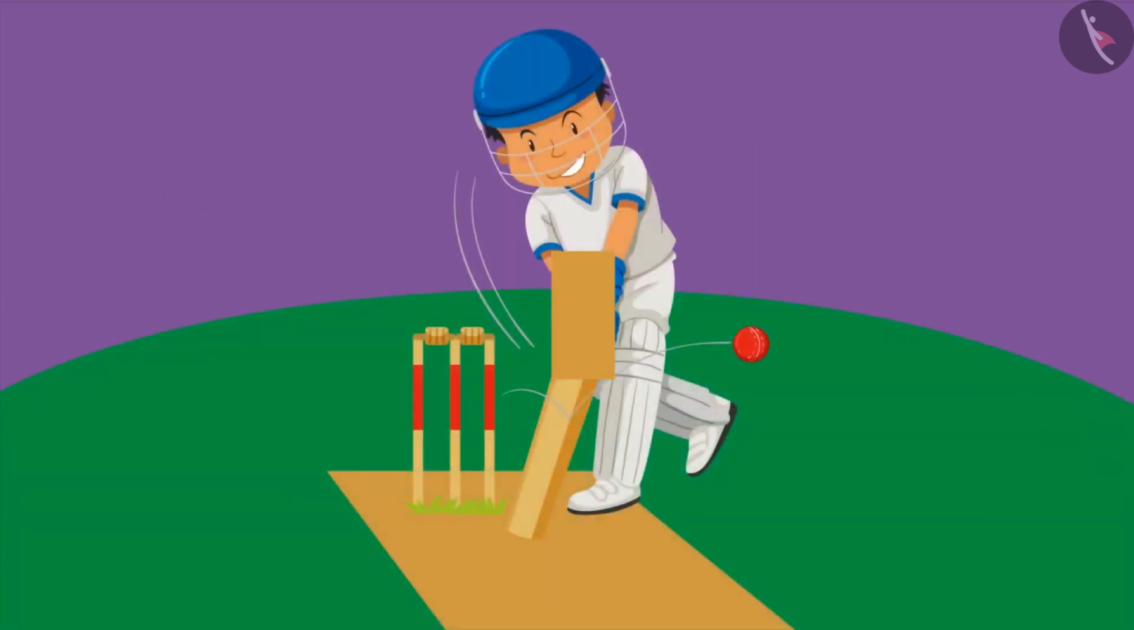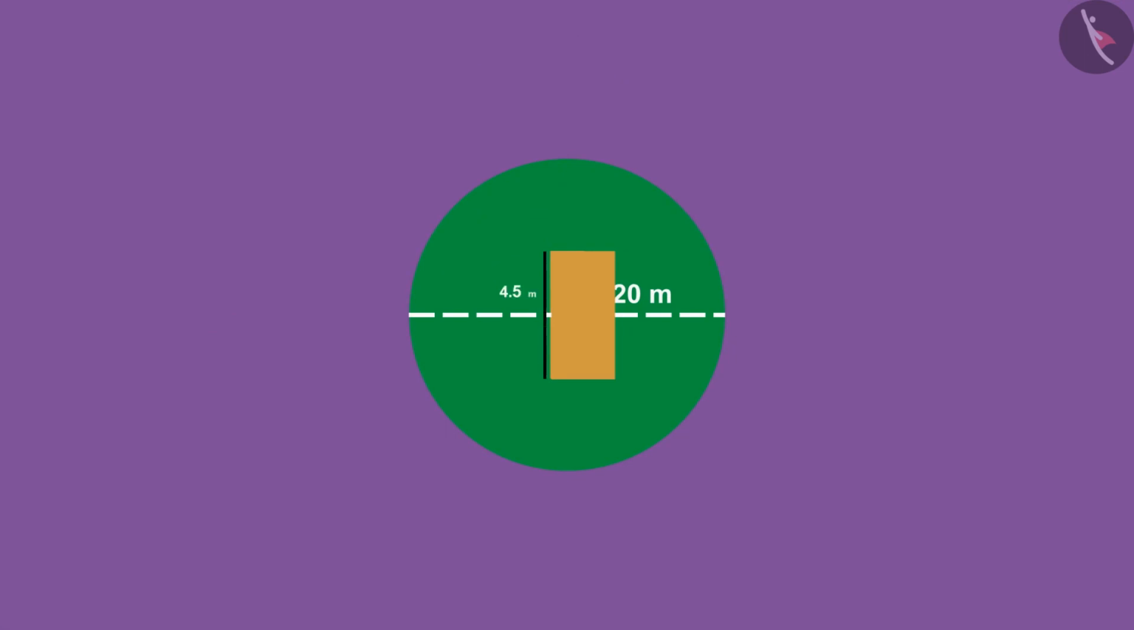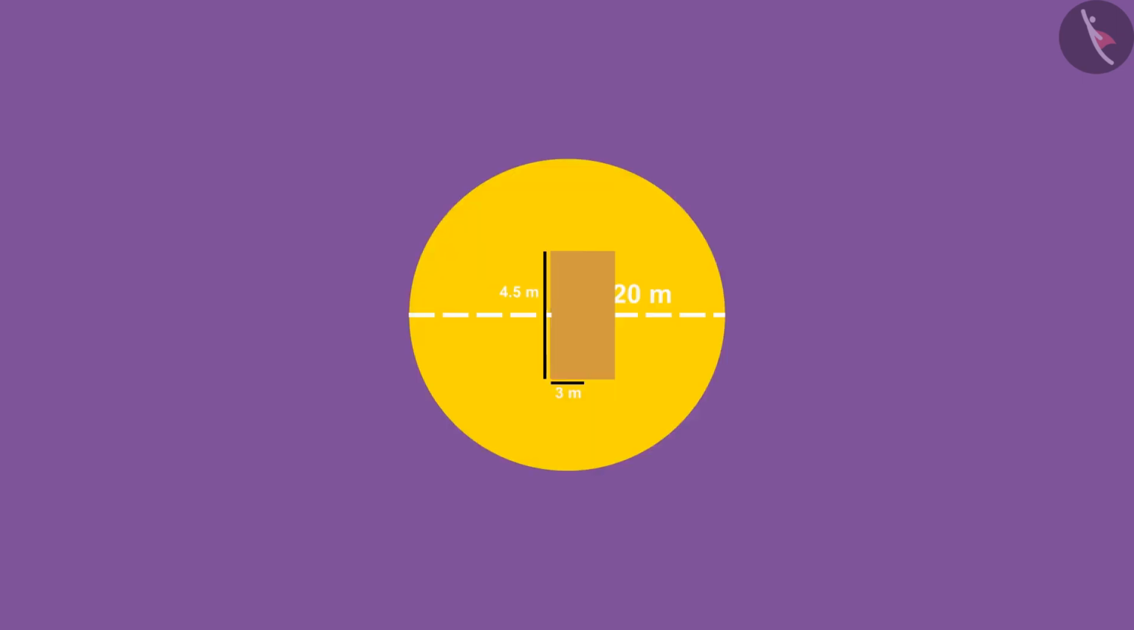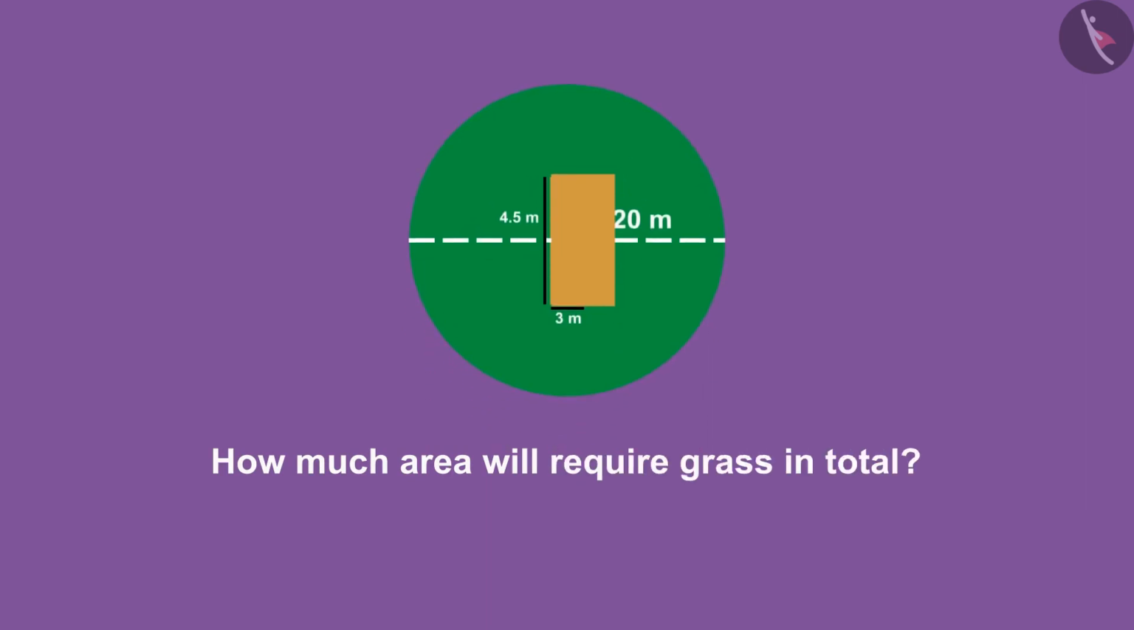Sohan wants to build a 20-meter diameter circular cricket ground. He wants to make a pitch inside the ground whose dimensions are 4.5 meters long and 3 meters wide. Sohan has to leave the pitch and plant grass all over the field, for which he wants to know how much area will require grass. So can you tell how much area will be covered by grass?